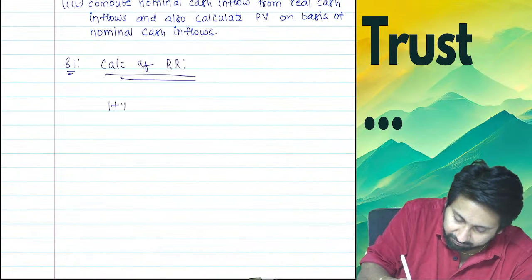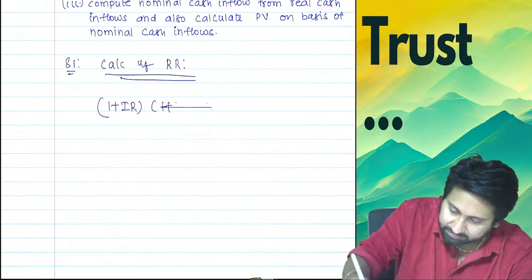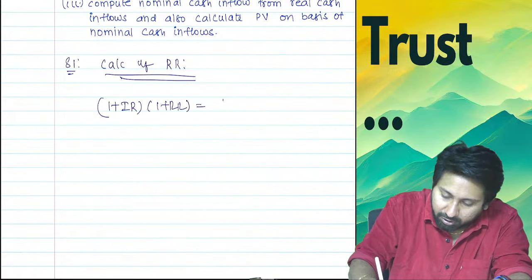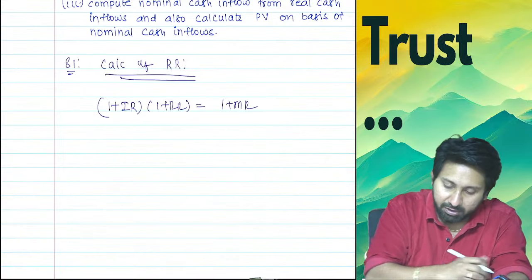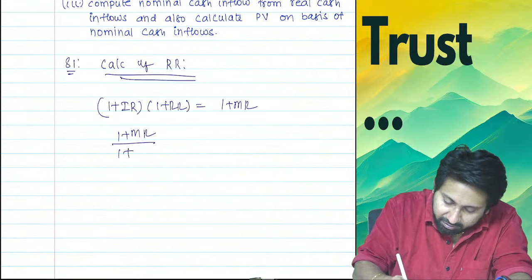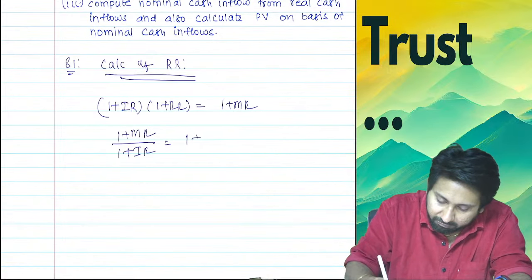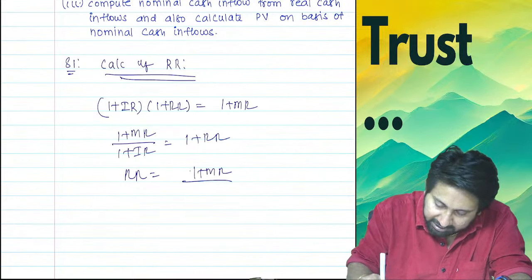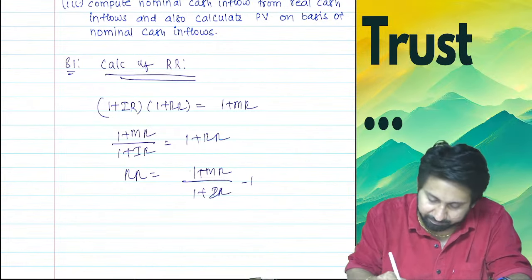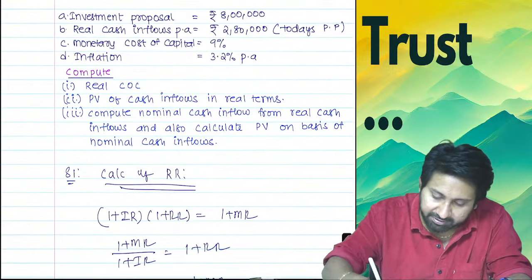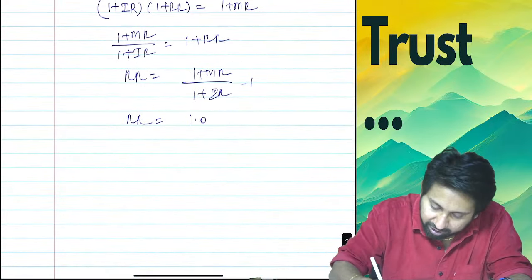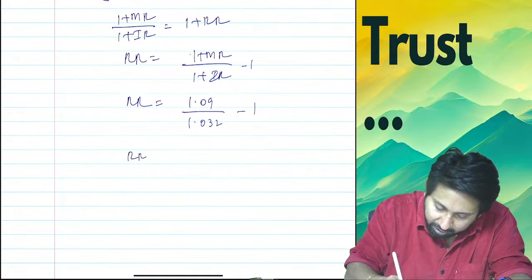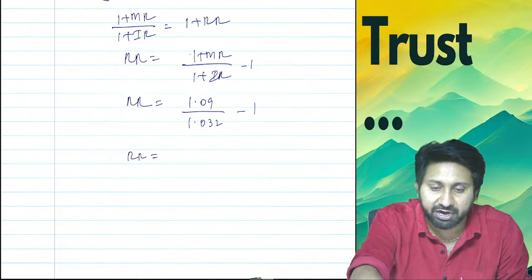Just now I told you, (1 plus IR) into (1 plus RR) equal to (1 plus MR). So (1 plus MR) divided by (1 plus IR) equal to (1 plus RR). RR equal to (1 plus MR) by (1 plus IR) minus 1. What is the money rate? 1.09. What is the inflation rate? 1.032 minus 1. RR equal to, calculate and give me the answer, I will write here.